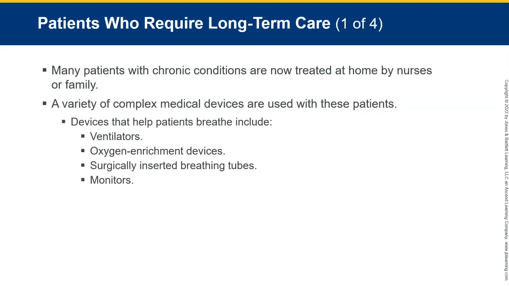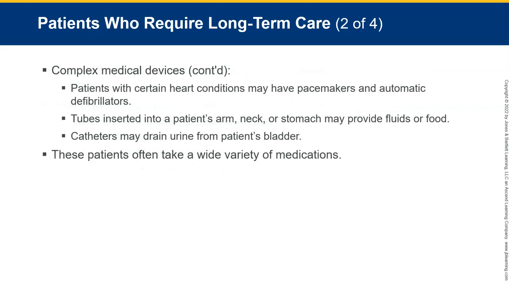Now, long-term care. Patients who require long-term care. Many patients with chronic conditions are being treated at home now by nurses or family members, and actually their lifespan has increased with this. A variety of complex medical devices are used with patients who require long-term care. Some of the things you might see are ventilators or oxygen enrichment devices, surgically inserted breathing tubes, monitors, a whole array of different things.